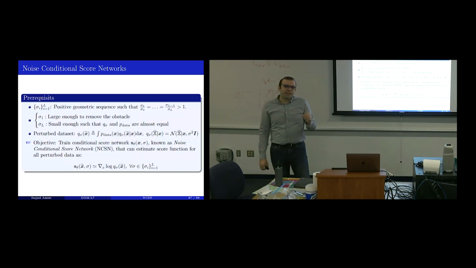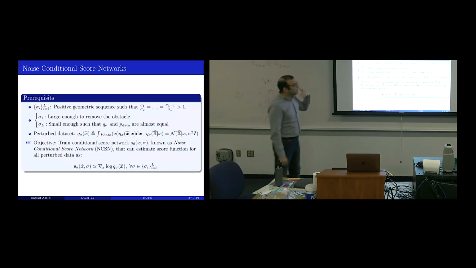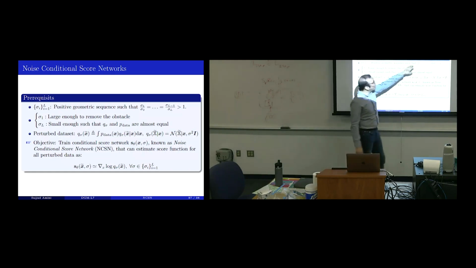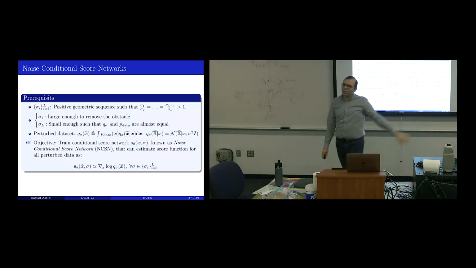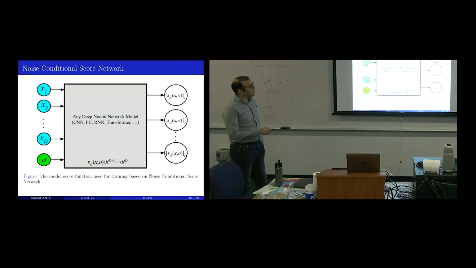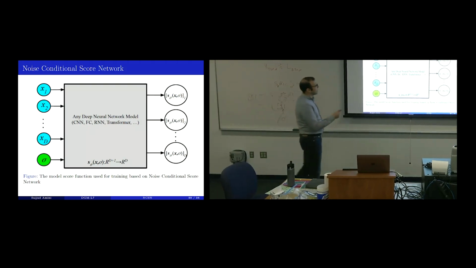So just pay attention to the fact that this model can estimate the score function of the noisy data set at several levels of noise. This is the model. The model is anything again, CNN, fully connected, RNN, transformer.